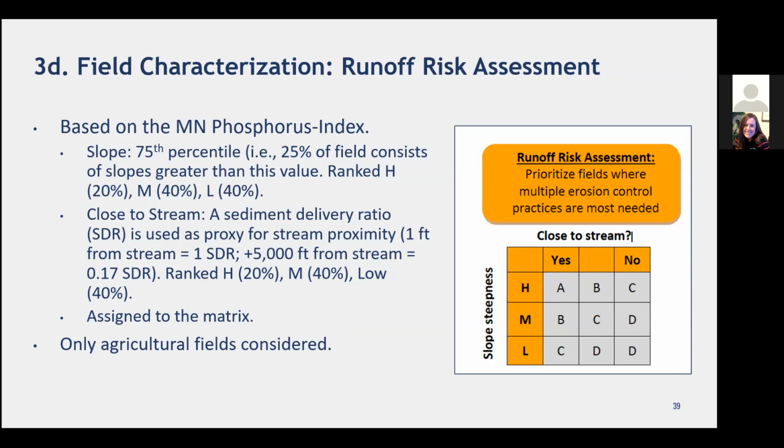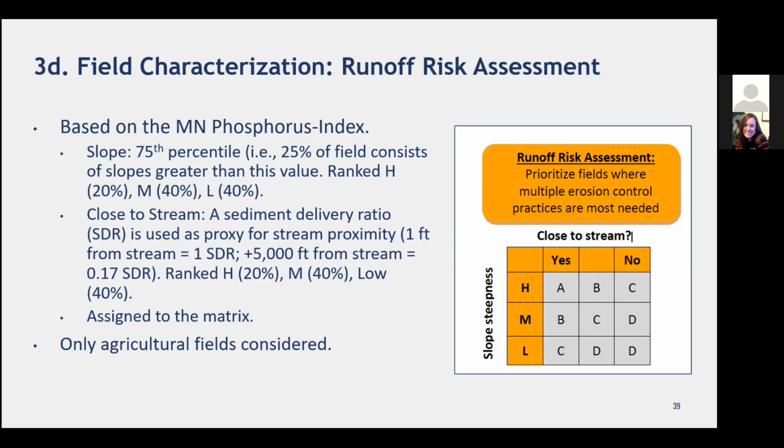It takes a look at the slope and how steep it is to how close it is to the stream. It also prioritizes the fields where multiple erosion control practices are most needed. As I stated before, the fields are given a value of whether it's ag or not. This is only going to look at those ag fields.